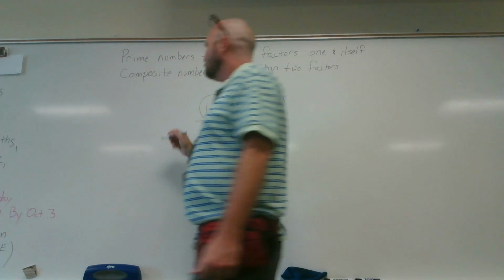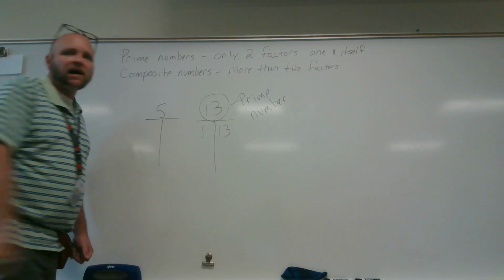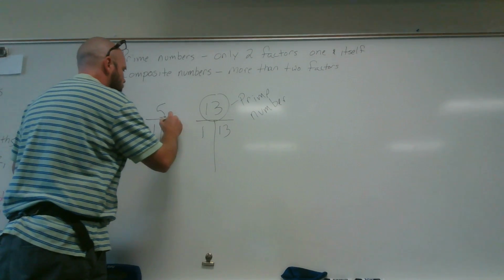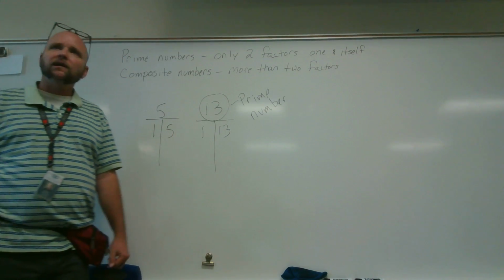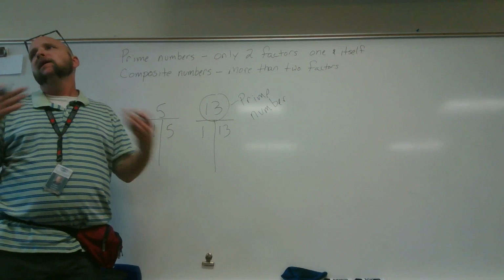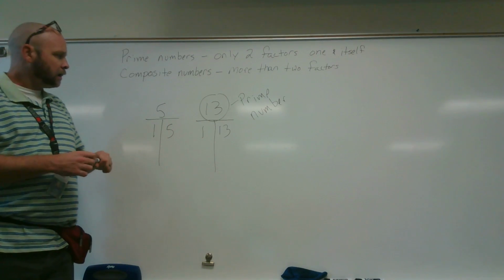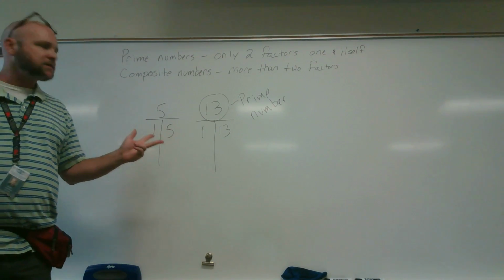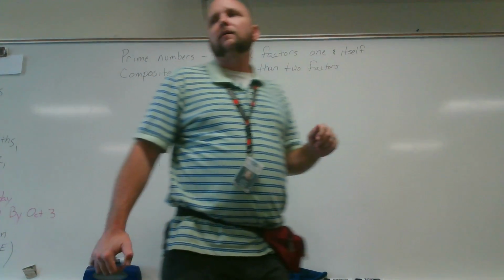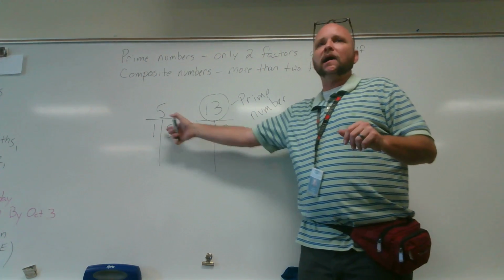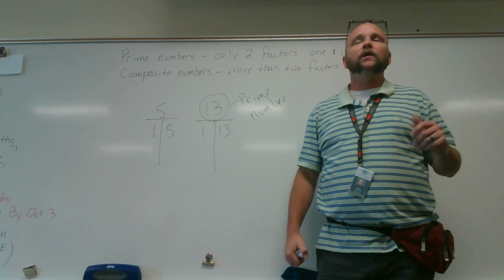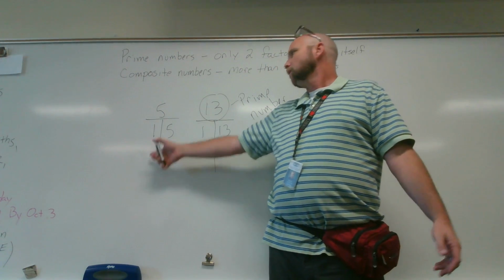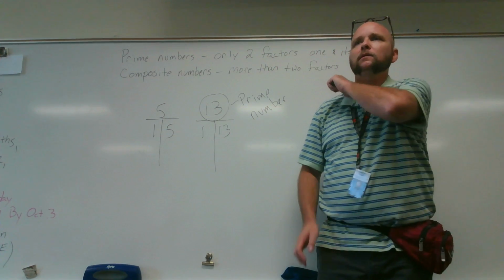Same thing if I did 5. 5 is a prime number because the only two things that multiply together to equal 5 are 1 and 5. Nothing else. 2 times nothing equals 5, 3 times nothing equals 5, and 4 times nothing equals 5. Okay? So that makes 5 a prime number because the only factors 5 has are 1 and 5. These are the only ways I can multiply to get 5 when using just whole numbers. Now, obviously, there are other ways to do it. I'm not doing it that way.